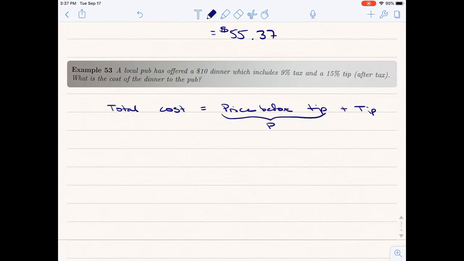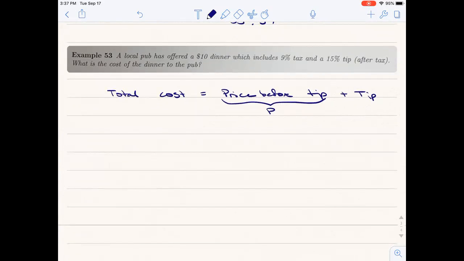If we let this be P, the price before the tip, or after tax, which do you prefer? They're the same, right? After tax, but before the tip, they're the same. So it's going to be P plus the tip, which we know from the exercise that we did earlier we can rewrite as P times 1.15, because the tip is on the price before the tip.